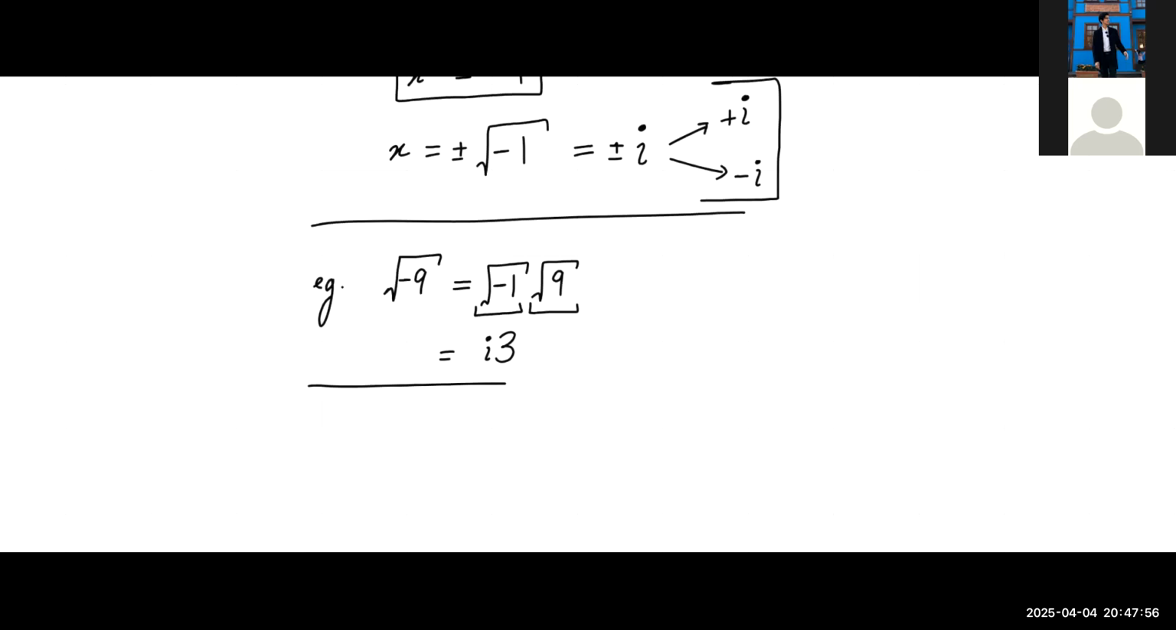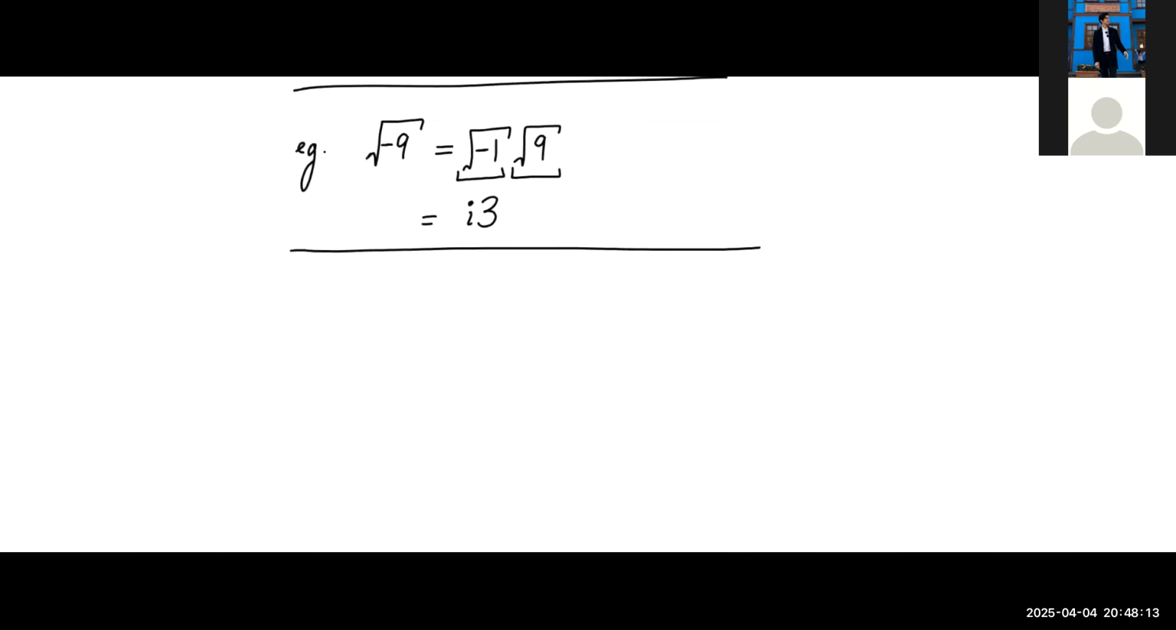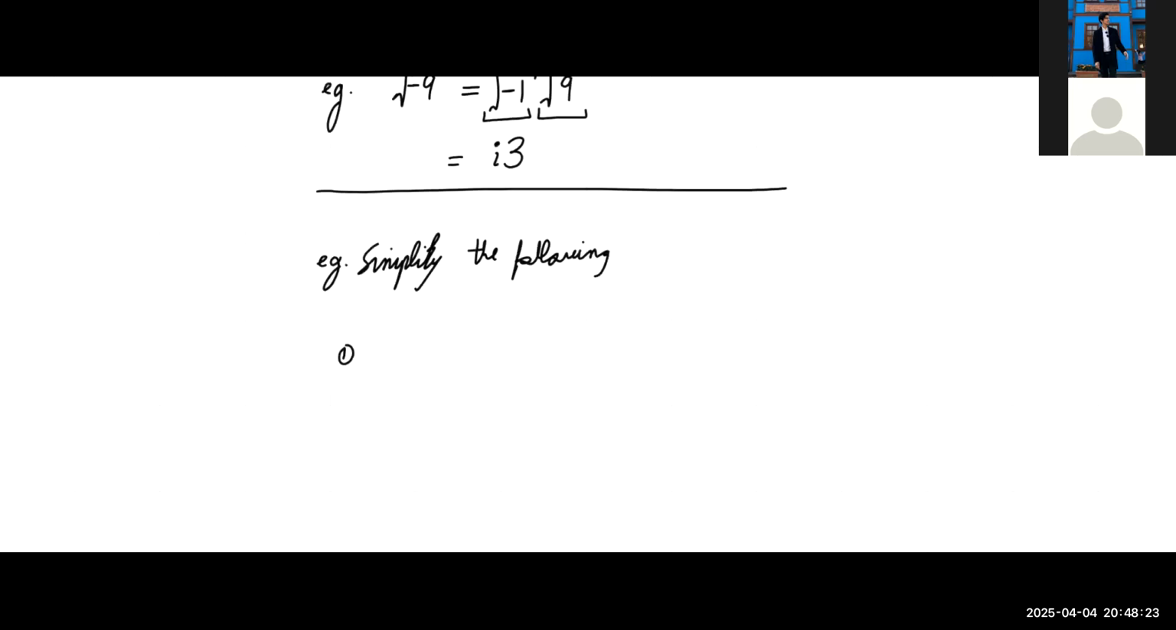Do you remember simplification of surds? No. Okay. So that is an idea we're going to need for this chapter also, but we'll talk about it as we come to it. So, for instance, let's say that I'm going to give you a little taste of it. So, simplify the following. The first one is root of minus 18.